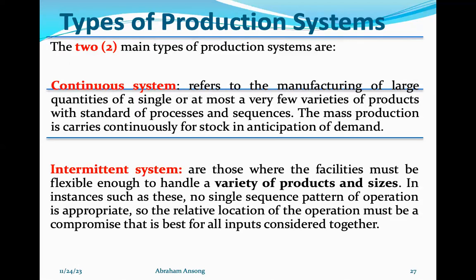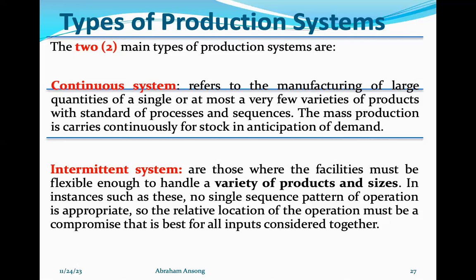Okay. So types of production systems. We have two main types of production systems. We have the continuous system. It refers to the manufacture of large quantities of a single or at most a very few varieties of products with standard processes and sequences. The mass production is carried on continuously for stock in anticipation of demand. Okay, so the organization will carry out the mass production continuously in order to stock in anticipation of demand.